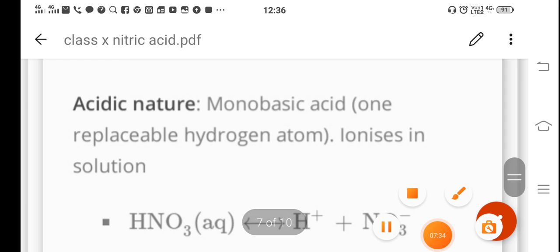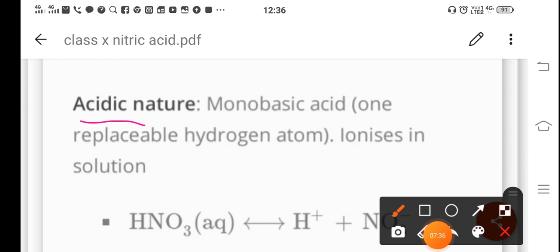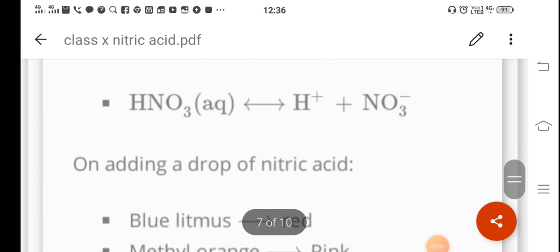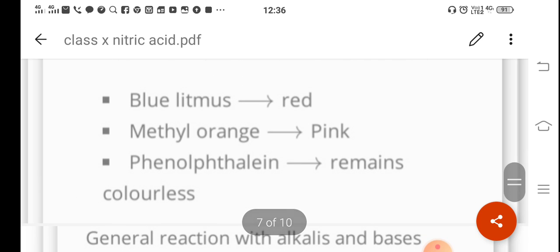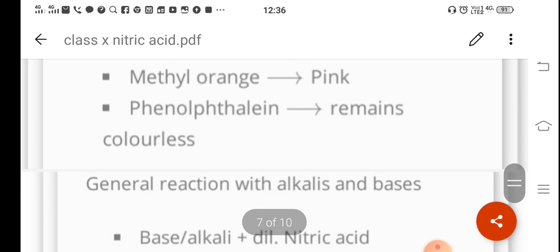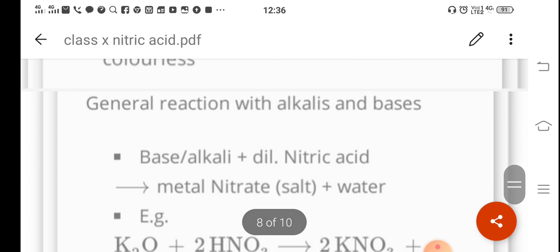It is acidic in nature. Why is it acidic in nature? Because it gives H+ ions in aqueous state, and it is monobasic because of the release of only H+. It gives red color with blue litmus, pink color with methyl orange, and with phenolphthalein no change.